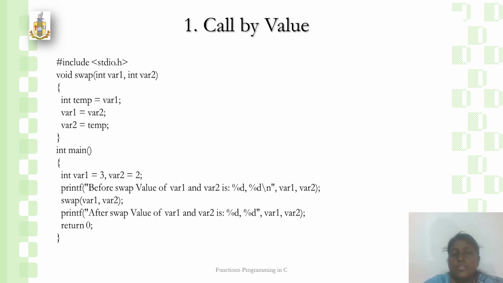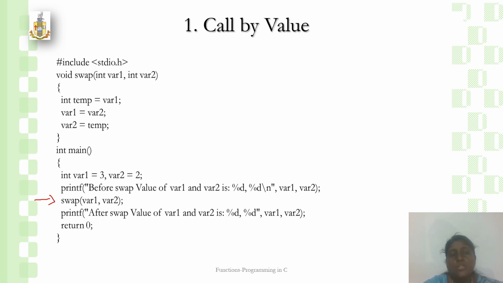So printf, we are printing the statement before swap value of variable 1 and variable 2, percentage d. So before swapping the values 3 and 2, we are printing the statement here. What is variable 1 holding and what is variable 2 holding. So this is the printf statement before swapping, where variable 1 will hold the value 3, where variable 2 will hold the value 2. So here comes the function swap.